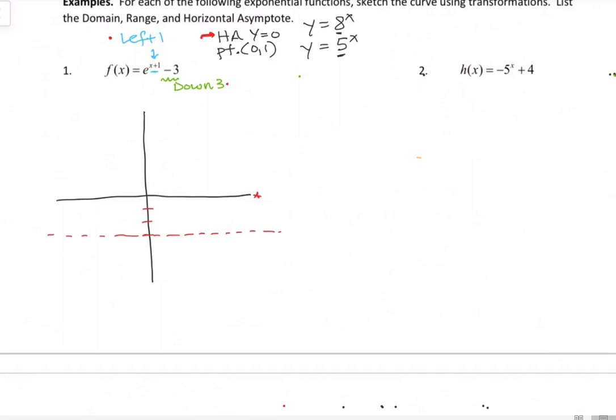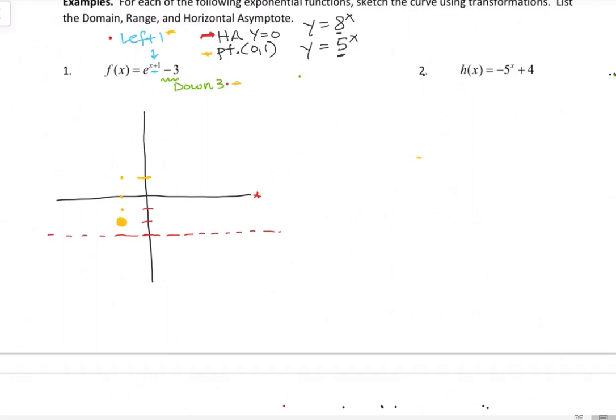Now let's move or plot where that point should be. So in the basic shape, the point is at 1, and I want to move that left 1 and down 3. So if I start here at 0, 1 and go to the left 1 and then down 3, that's going to put me right here.